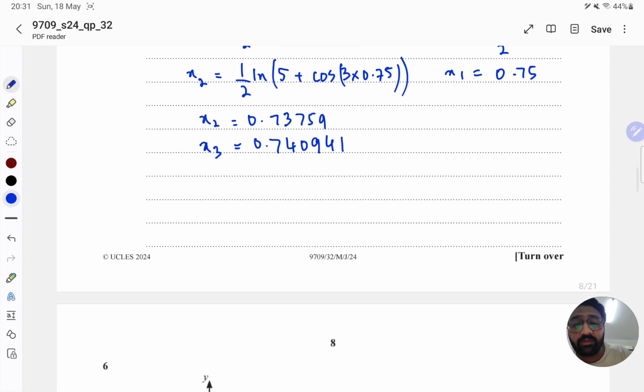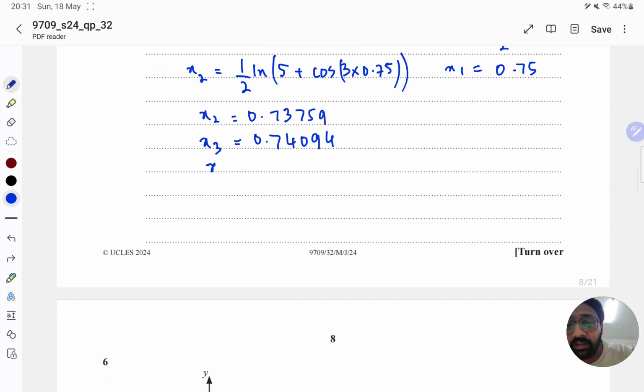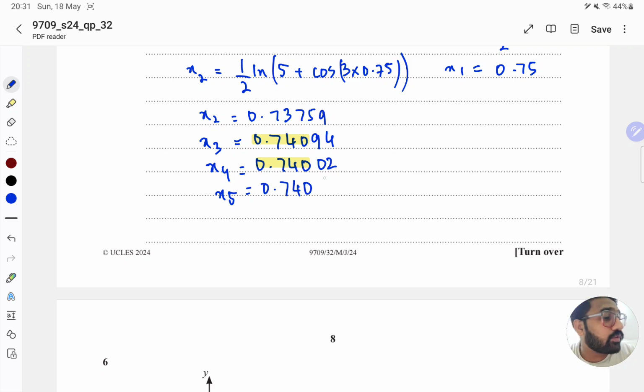0.740941. Then after that, the fourth iteration is 0.74002. For x5, the fifth iteration, I can see that the 3 decimal places are all almost getting the same values. So let's see for the next one. If it stays the same, 0.74028. So let's do another one, sixth.